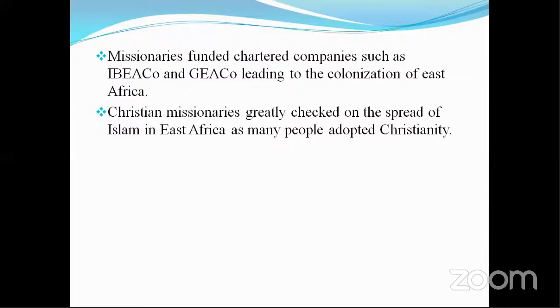And there is the point that Christian missionaries greatly checked the spread of Islam in East Africa, as many people adopted Christianity. Yes, they checked the spread of Islam in East Africa. Why? They converted so many people. Many of those the missionaries were preaching to decided to turn to the side of the missionaries, and they checked the growth of Islam that was actually at the coast of East Africa, because Arabs had already settled at the coast and were teaching the people there Islam.